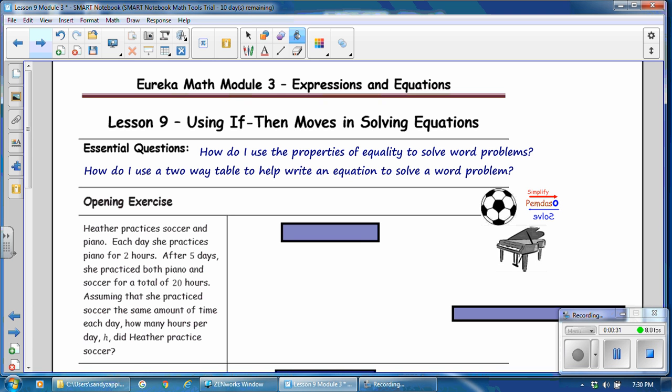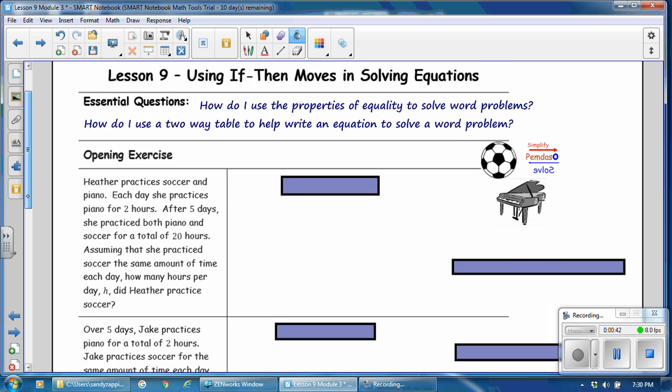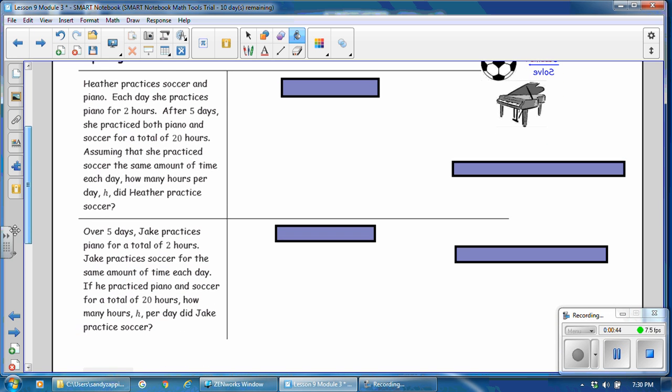p, q, and r are specific rational numbers. The essential question for Lesson 9. How do I use the properties of equality to solve word problems? How do I use a two-way table to help write an equation to solve a word problem? Pause the video and complete the opening exercise for Heather and Jake. Figure out how much time they practiced soccer.